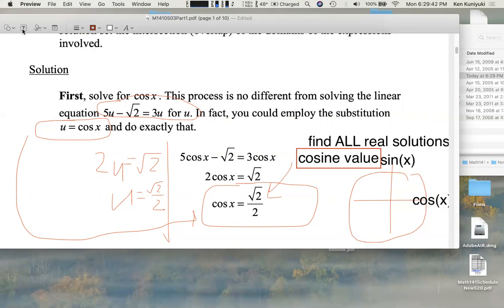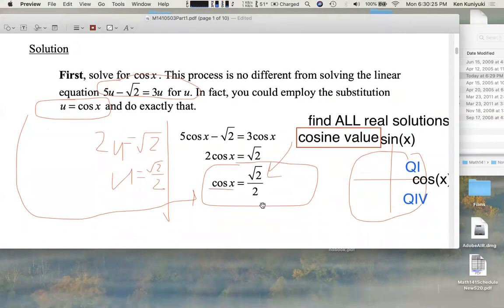Well, cosine is positive in quadrants 1, I'll put that in blue, and quadrant, what else? Quadrant 4. Quadrant 4, the horizontal coordinate. Okay, we used to think of it as the x coordinate. Here, x is technically the angle, though. But in quadrants 1 and 4, cosine is positive.